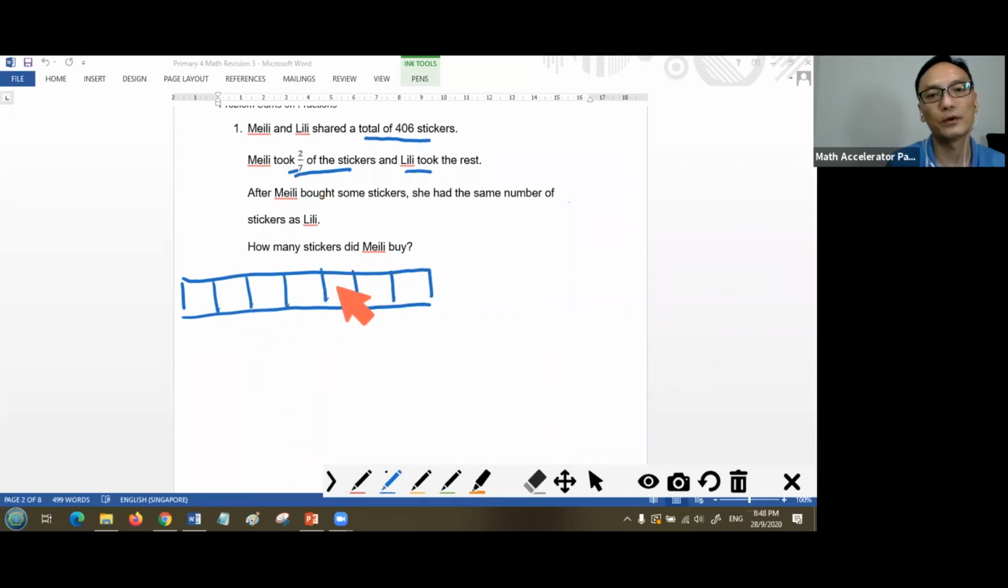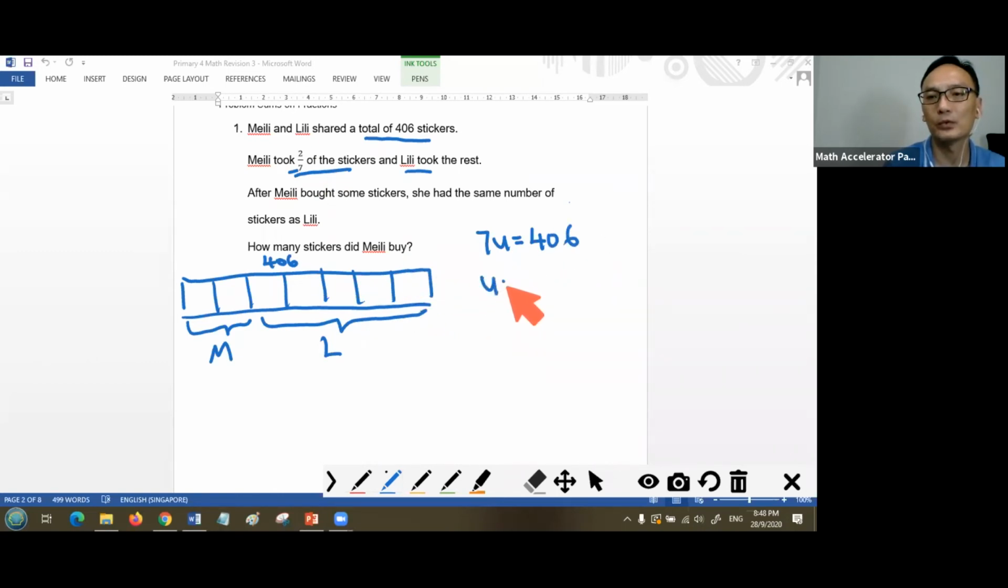1, 2, 3, 4, 5, 6, 7. Out of 7, Mei Li took 2 and the rest belongs to Lily. So in total, there are 406. So 7 units is equal to 406. All right. So we need to find the value of 1 unit.